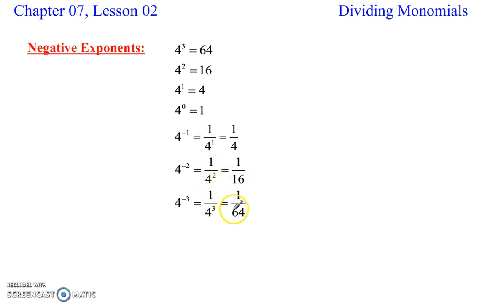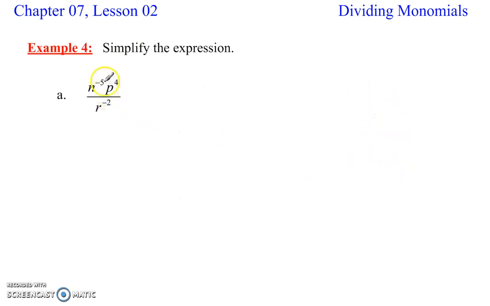See what's happening here? Notice the pattern here. 4 to the negative third goes to 4 to the positive third in the denominator. So 4 to the third is 64 over 1. 4 to the negative third is 1 over 64. Notice how we can just flip it to the other side of the fraction. It's the inverse. So if you have a negative exponent, you're going to move that to the other side of the fraction and make that positive. Move this to the other side of the fraction and make the exponent positive.